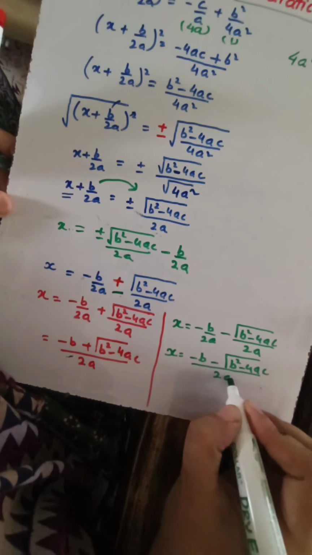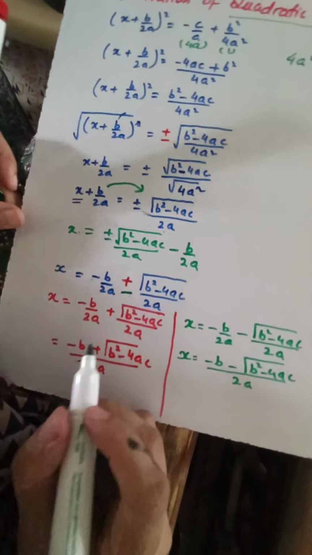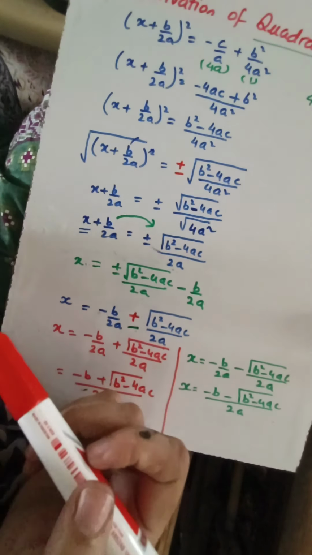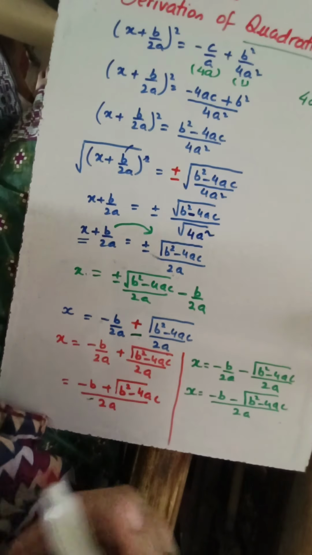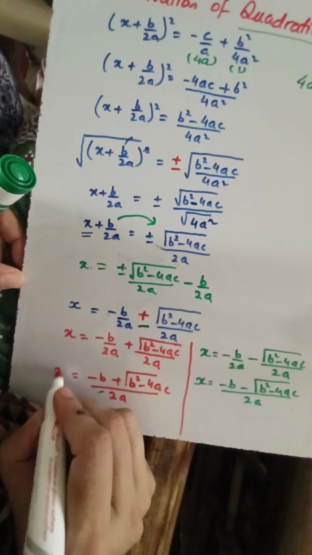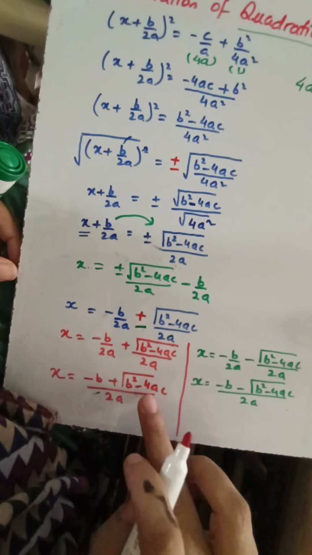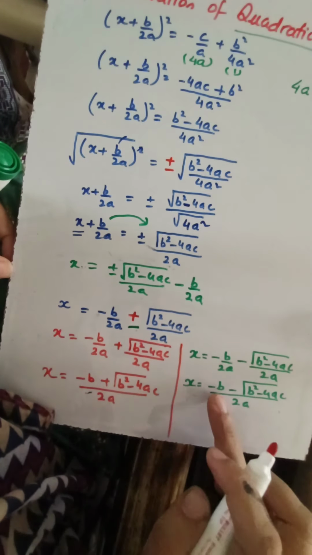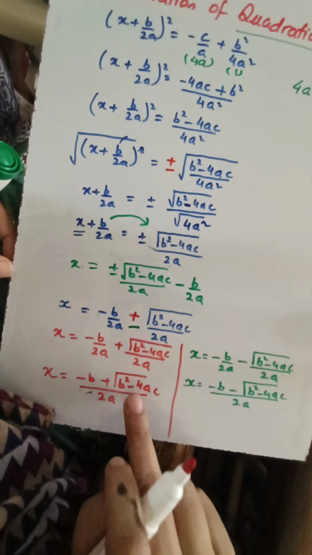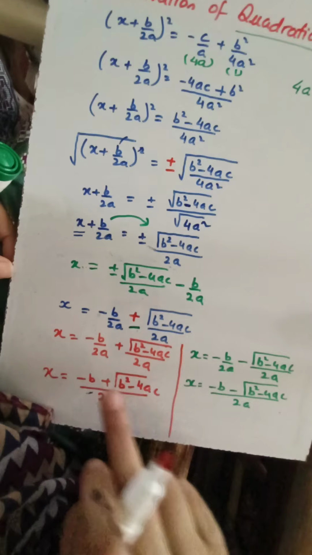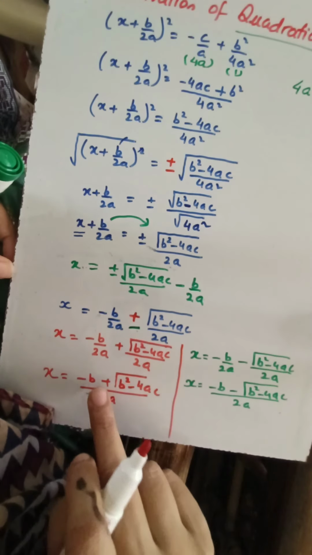2a. So these are the two values of x or the two solutions of the equation. Okay, x can be equal to minus b plus under root b square minus 4ac, or x can be equal to minus b minus. Now as you may observe, these two are the same as these two. The only difference between those two expressions is that of the plus or minus.